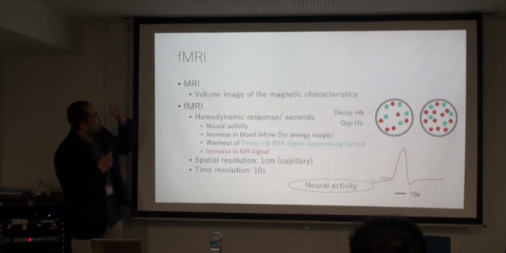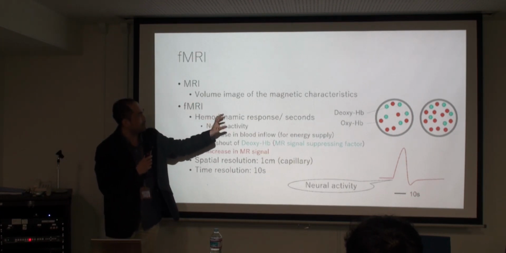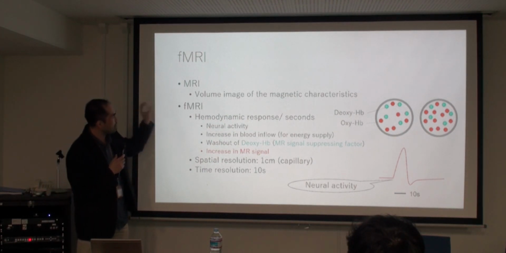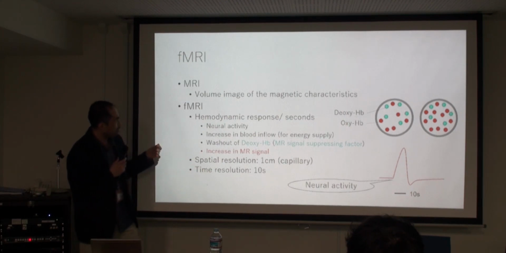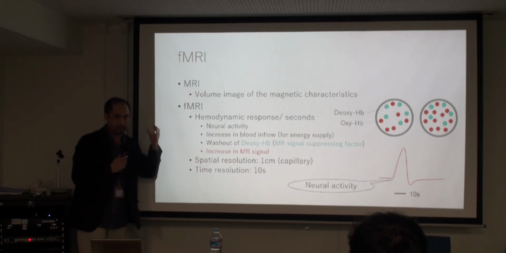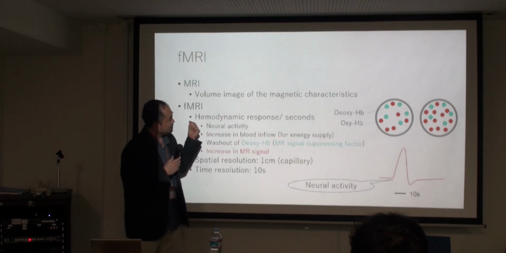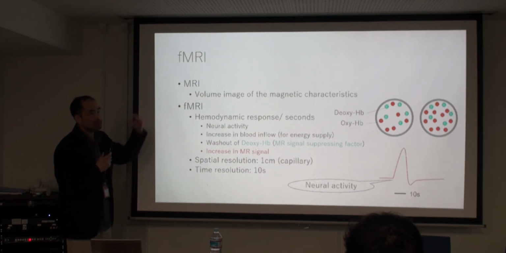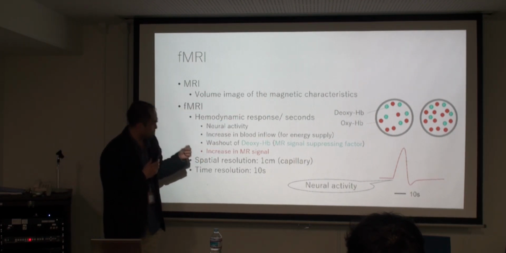MRI obtains a volume image of the magnetic characteristics of the body. And in fMRI, we measure the hemodynamic response, primarily in the brain, in a unit of seconds. So we can measure the dynamic change of this phenomenon in one's neural system.